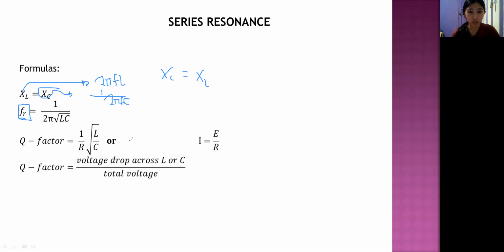I will not derive the other formula that I included here. The current in series resonance is equal to the voltage over the resistance, because as we all know, the impedance present in series resonance is equal to the pure resistance.